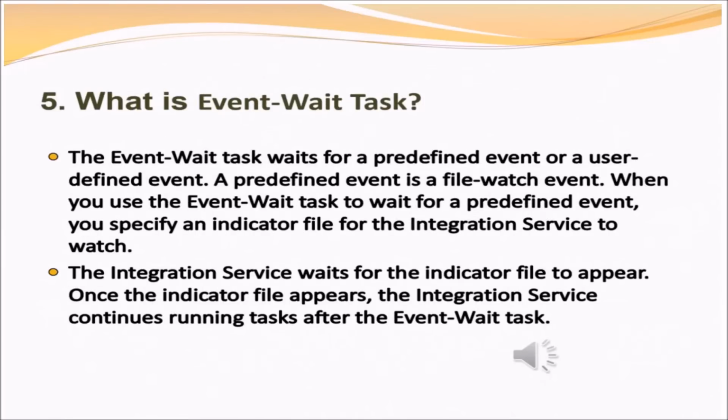The fifth question is, what is event wait task? The event wait task waits for a predefined event or a user defined event. A predefined event is a file watch event. When you use the event wait task to wait for a predefined event, you specify an indicator file for the integration service to watch. The integration service waits for the indicator file to appear. Once the indicator file appears, the integration service continues running tasks after the event wait task.